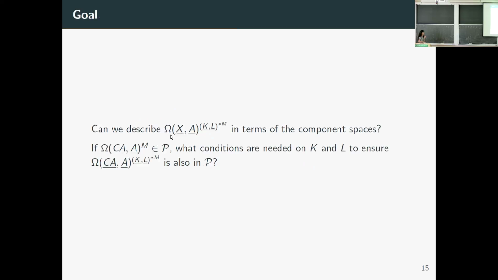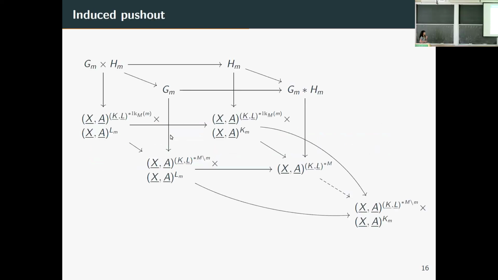Okay, so I'm going to talk a bit about my main results. There are two goals for this section. Can we describe loops on the polyhedral product associated with the polyhedral join product in terms of the component spaces, M, K, L, and X and A? And the second question is, if we start with something that has a loop space in P, what conditions are needed on our K and L's to ensure that the polyhedral product on the polyhedral join product stays in P? To start with, we're going to think about the first question.